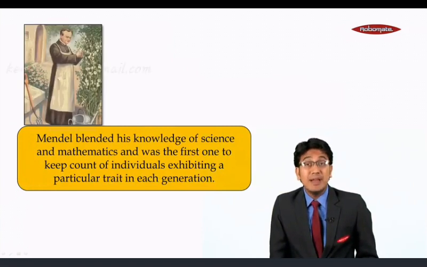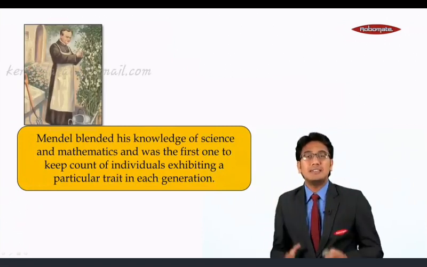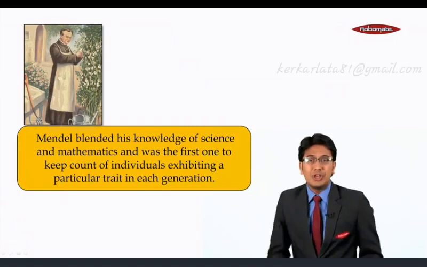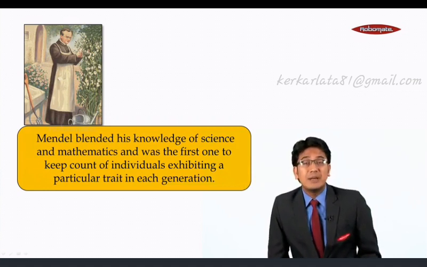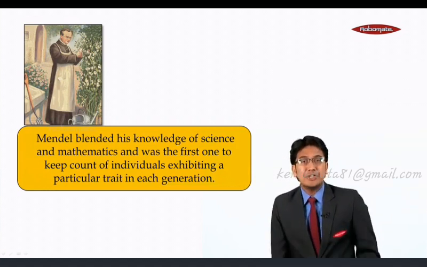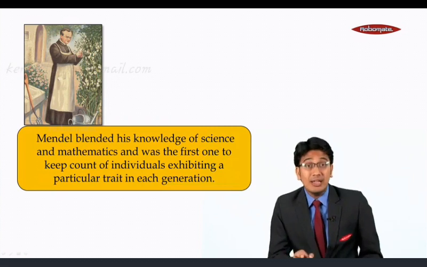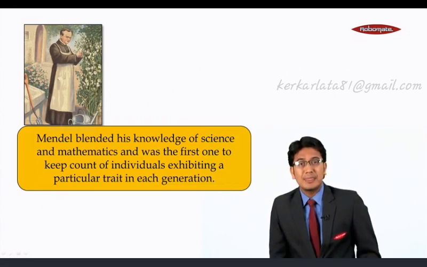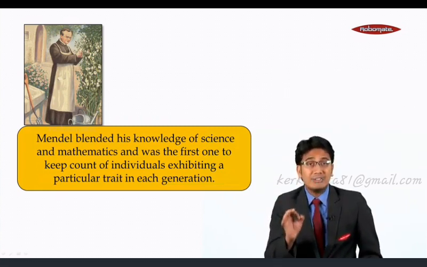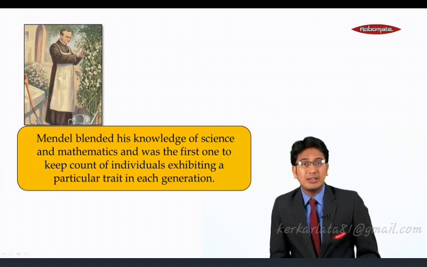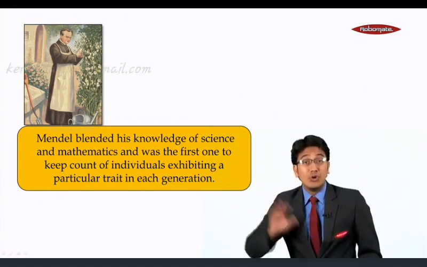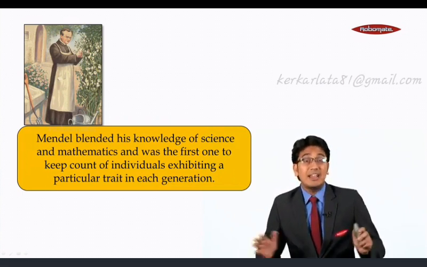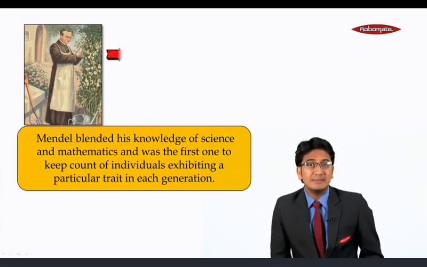And he blended his knowledge of science and mathematics together. He was the first one to keep count of individuals exhibiting a particular character in each generation. He actually took count of every breed he produced. He used to write down the characters. He used to write down the observations. He was not a scientist. There was no lab. He conducted all these experiments in his monastery garden.